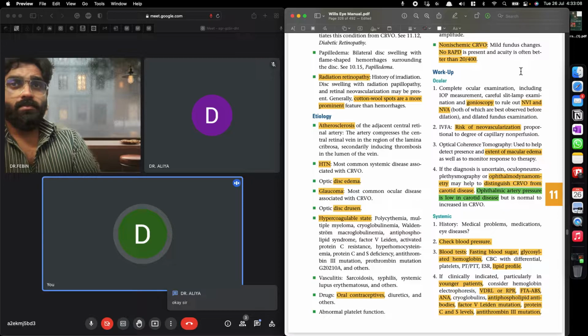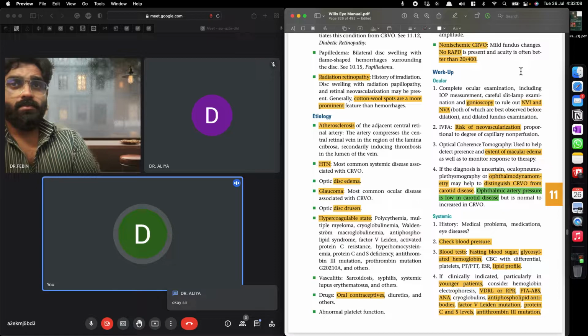So this is a seemingly simple topic like CRVO that can have so many questions. So next time I show you guys a photograph of CRVO, I'm hoping you guys will ace the viva without any hesitation. VRVO is somewhat similar.